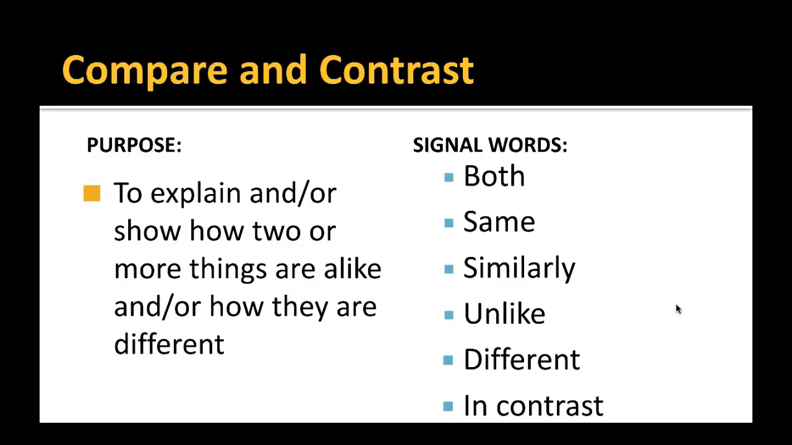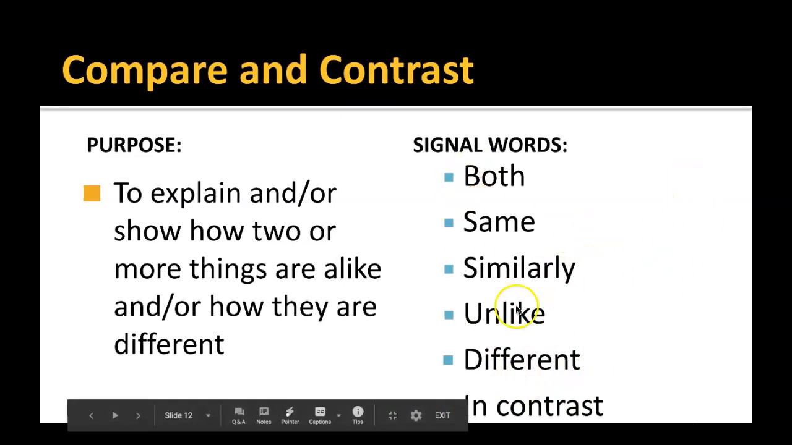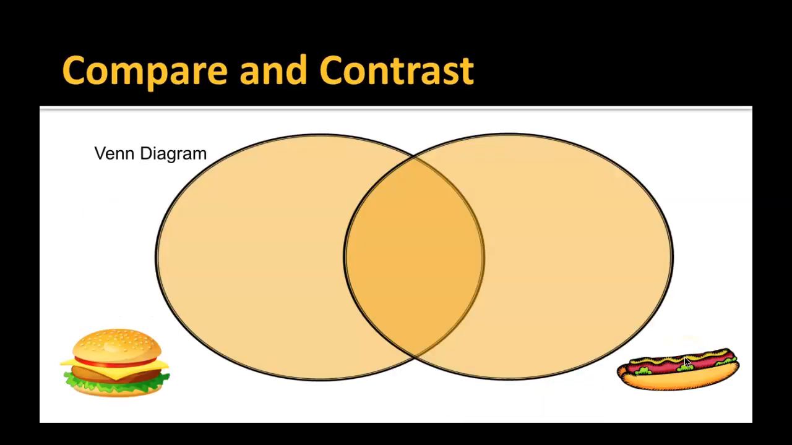Okay, compare and contrast. This one you should be familiar with. This is saying how things are similar and different. And if you see these signal words, you might be looking at something that's compare and contrast. So another thing to remember with compare and contrast is that you'll often have a Venn diagram if you're drawing out the facts.